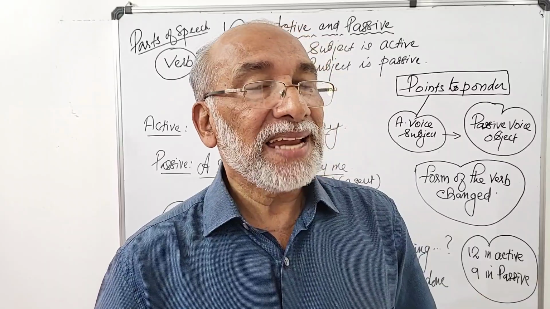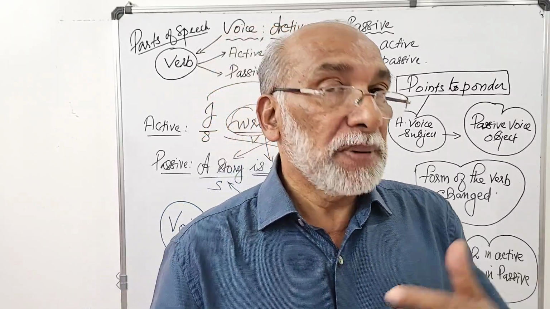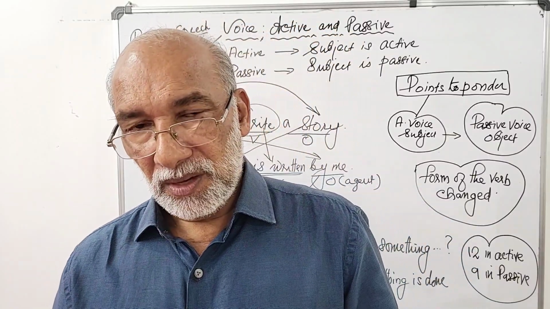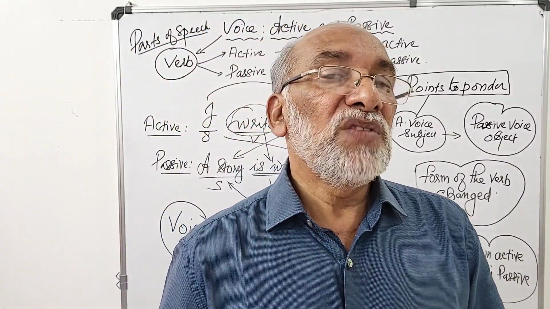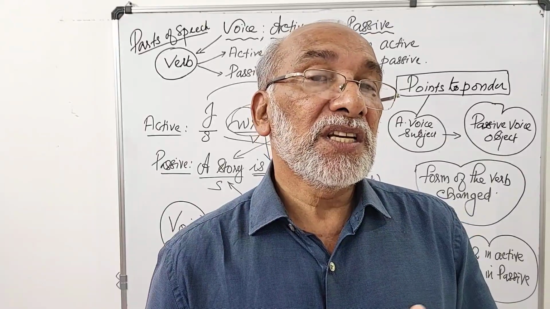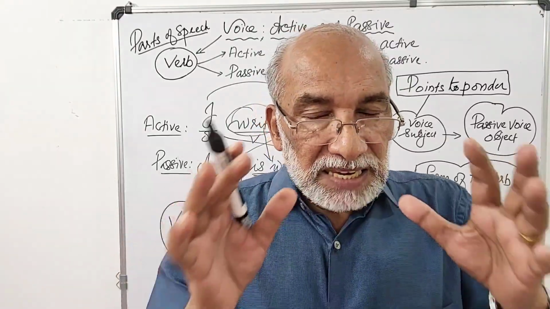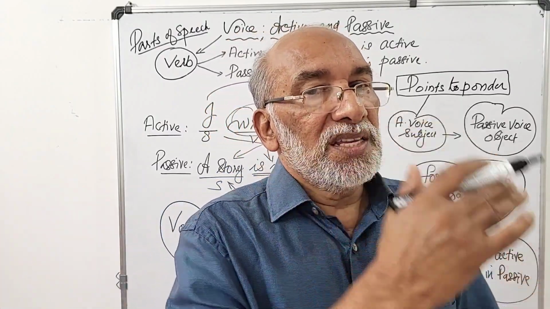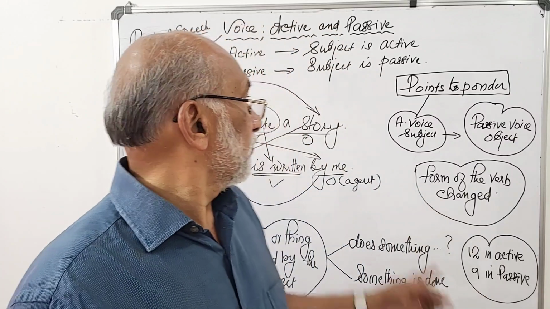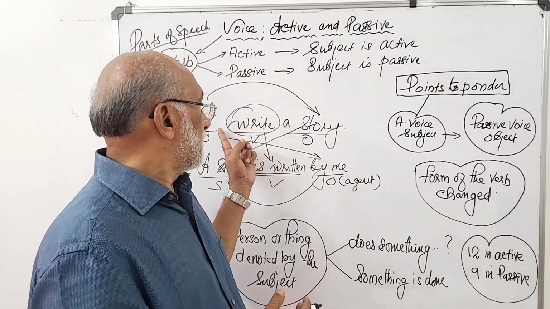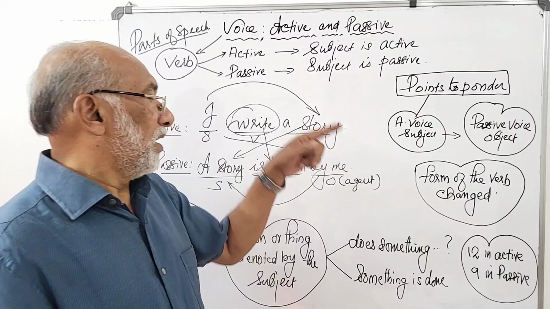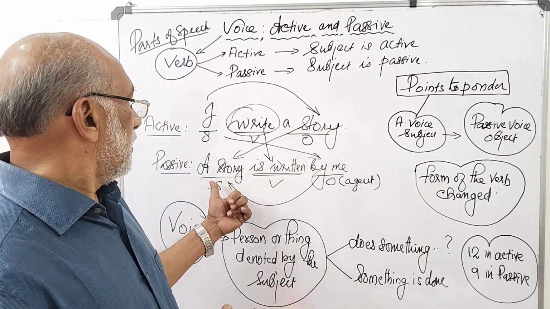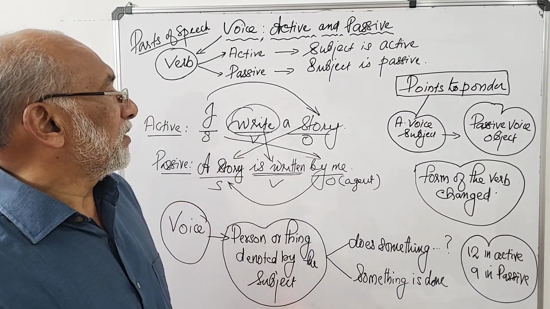And coming to the clear explanation of what is active voice and passive voice. A verb is in the active voice when we say that the person or thing denoted by the subject does something. A verb is in the passive voice when we say that the person or thing denoted by the subject receives an action, or the action comes from the object to the subject. Because I told you, the subject in the active voice becomes the object in the passive voice, and the object in the active voice becomes the subject in the passive voice.